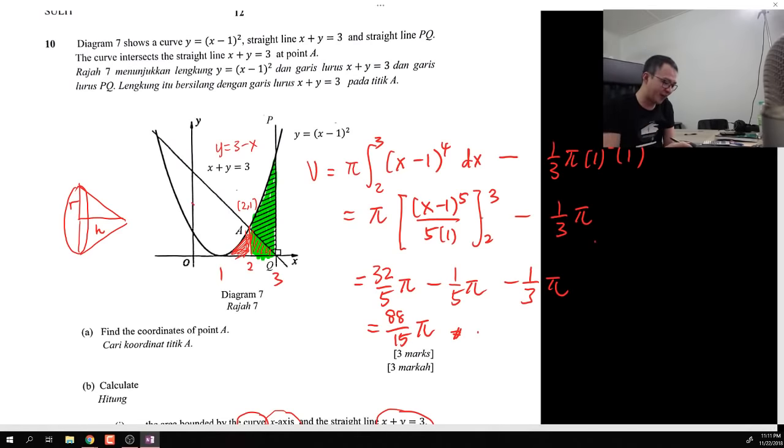How to get 1 over 5? Basically, you sub in the 2 into the x here. 2 minus 1, you get 1. 1 power of 5 is 1. 1 over 5. Then you get 1 over 5. And multiply pi is 1 over 5 pi.